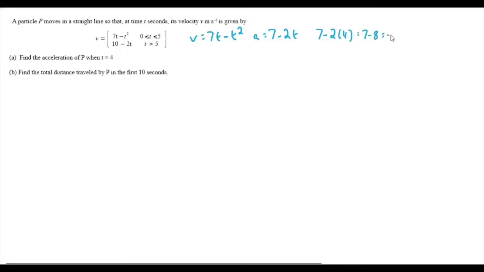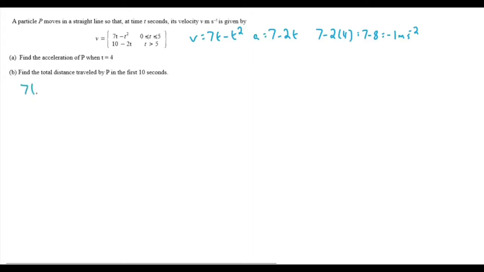So you have an acceleration of minus 1 meters per second squared. And for b, find the total distance travelled by p in the first 10 seconds. Okay, we should probably just check first of all that this thing doesn't have any turning points. It would do so if either of these expressions could equal 0 in the times available.